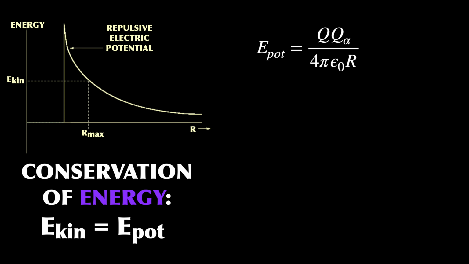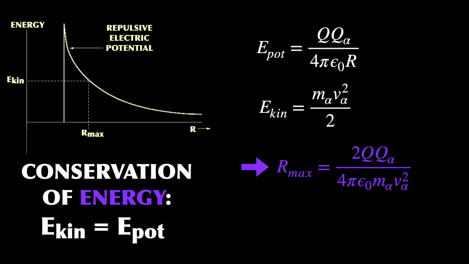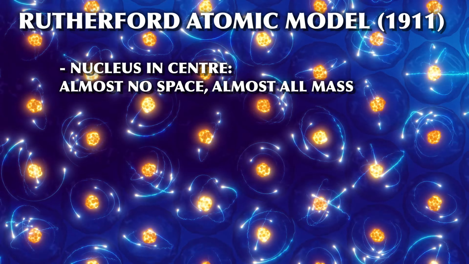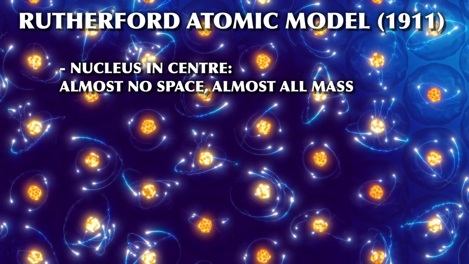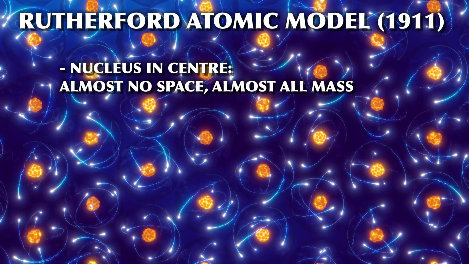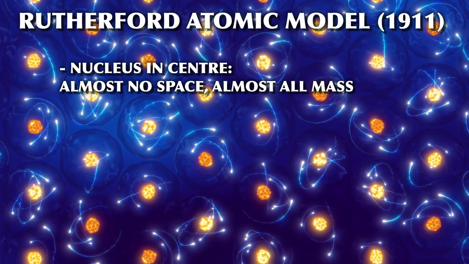As the electric potential was known and all the properties of the alpha particles could be measured, this allowed an estimate for the maximum radius of the scattering object, which turned out to be around 10 to the minus 15 meters, a full 100,000 times smaller than the atom itself. This led to the 1911 Rutherford model of the atom. In the center of the atom is a nucleus that takes up almost no space. As we said, it's a full 100,000 times smaller, but it contains almost all the mass of the atom.